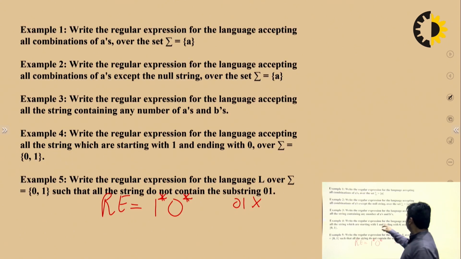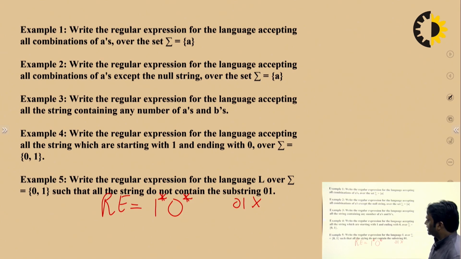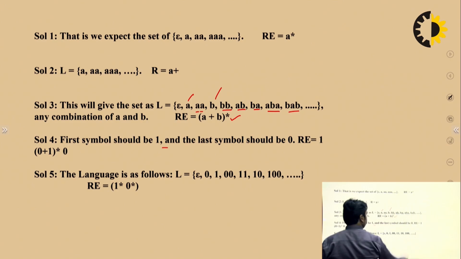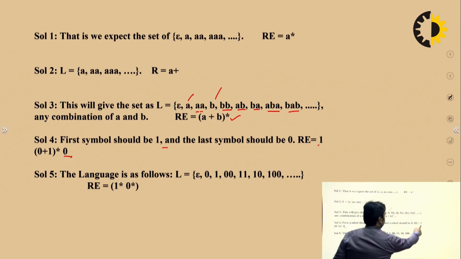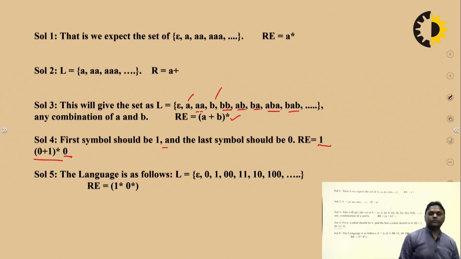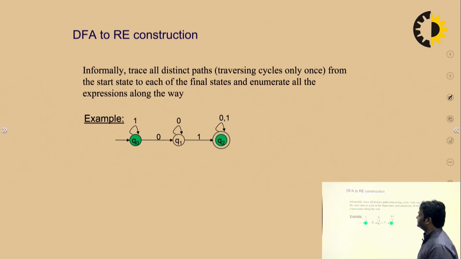So write the regular expression for the language accepting the strings which are starting with 1 and ending with 0. Starting with 1, the regular expression is 1, then end with 0, and in between any combination of 0 and 1 may occur. And next the question is strings that do not contain 01. So the answer is 1 star 0 star.